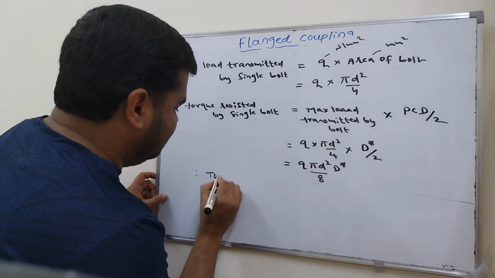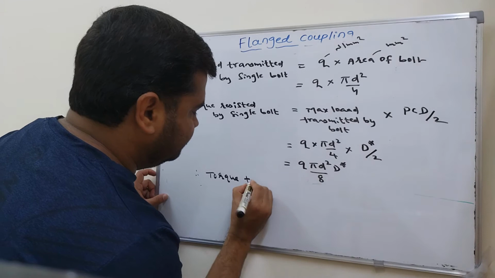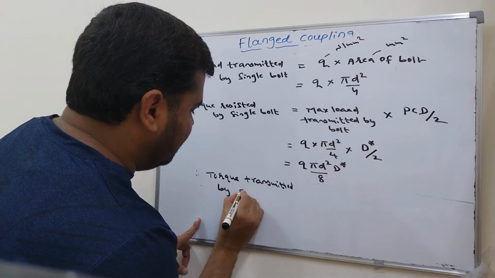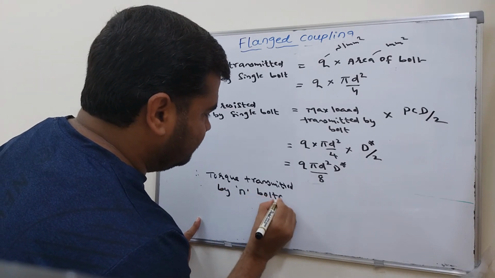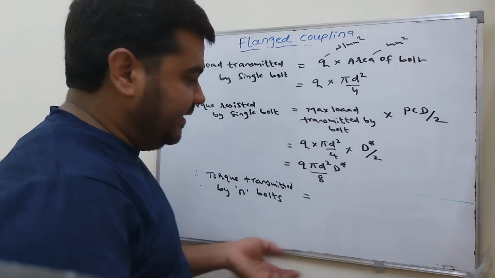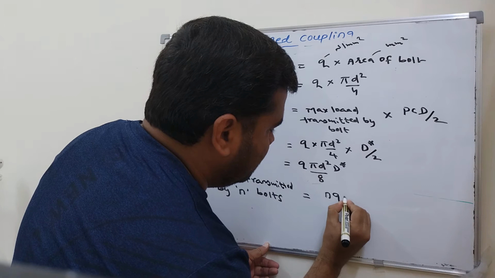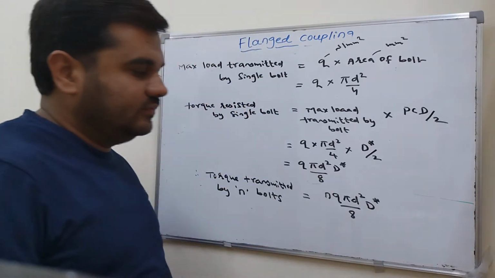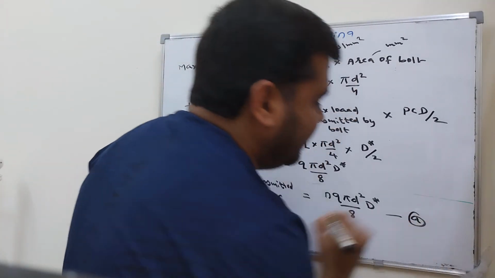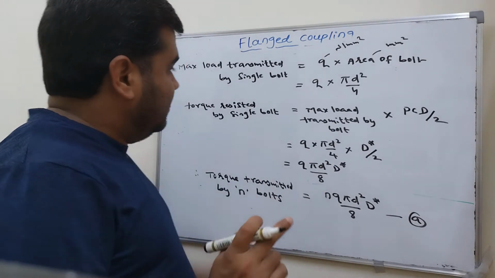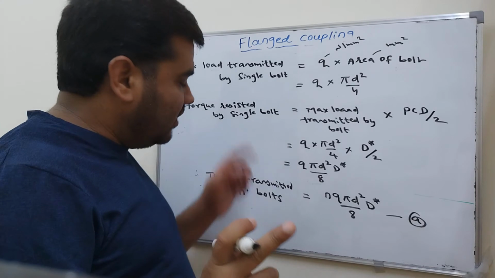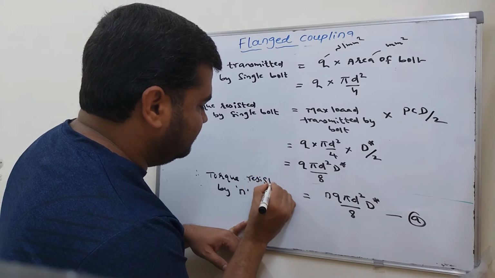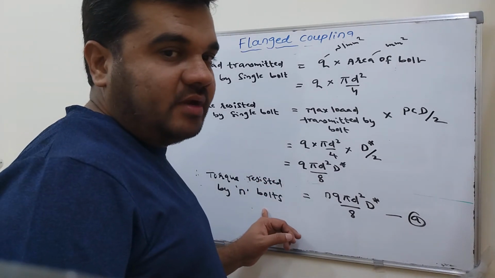Therefore the torque transmitted by n bolts is equal to, simply multiply by n here, right? That is n into Q into pi d square divided by 8 into d star. Okay, this one is equation A. Call it equation number A. You have calculated the torque transmitted by a single bolt, then the torque resisted by n number of bolts.